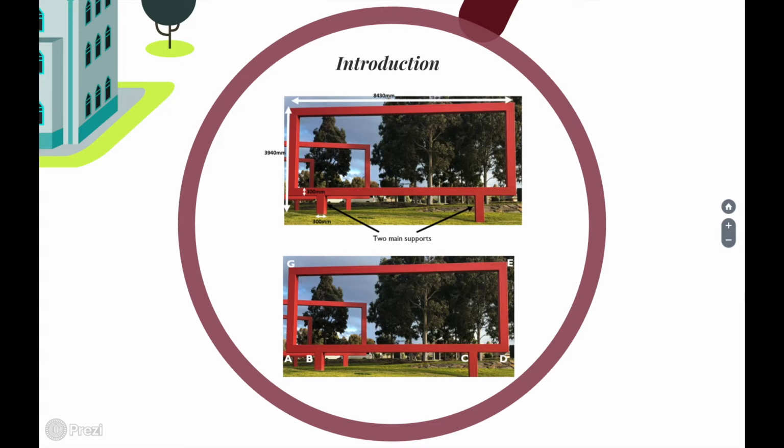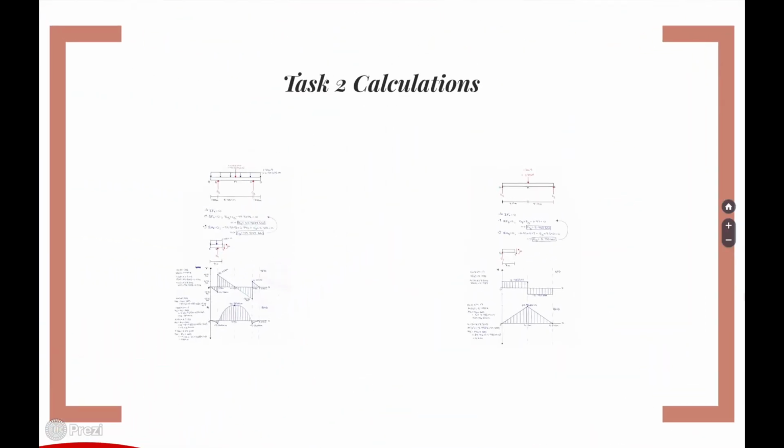So these photos show dimensions of the structure and also a labeled version of the structure: A, B, C, D, E, and G. There was no F as we used that for calculating the reaction forces. The beams we analyze are AD and GE. So now moving on to the task 2 calculations, which were required for task 3.